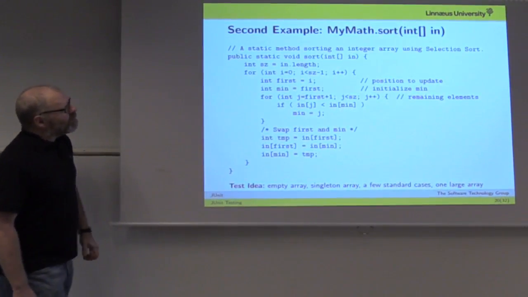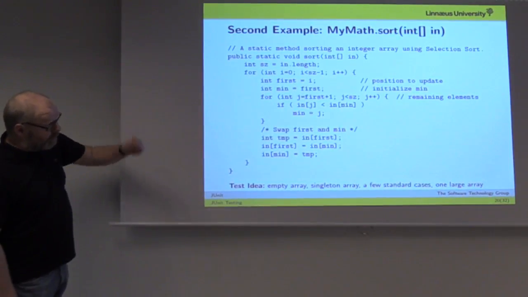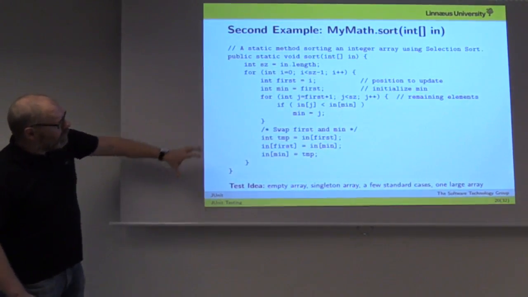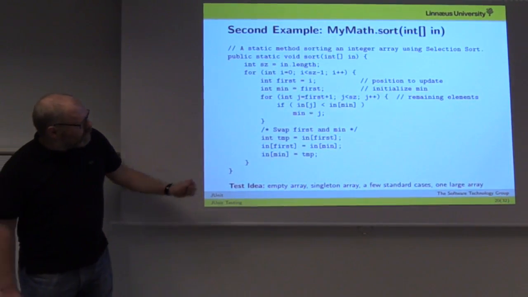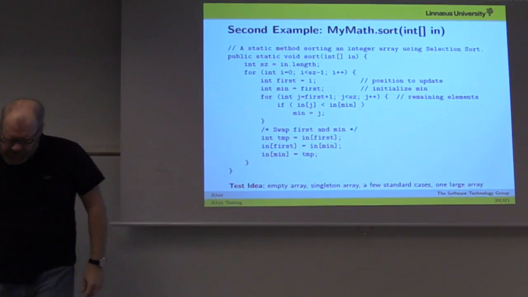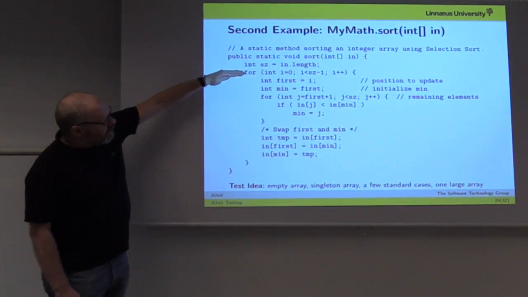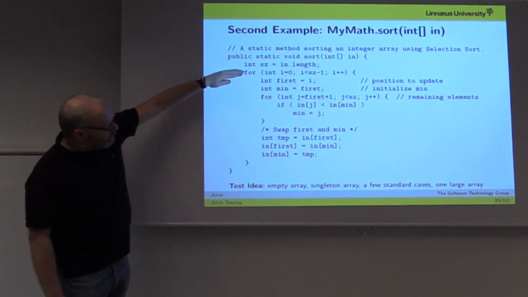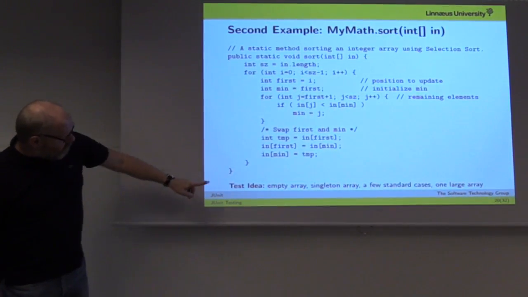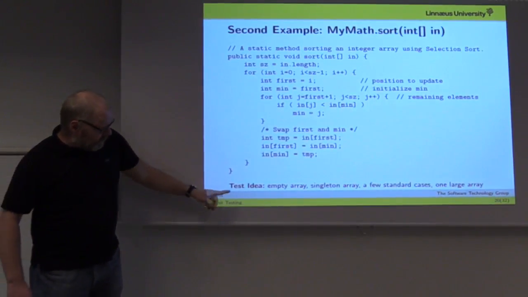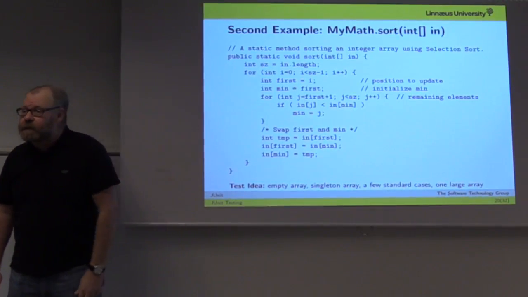Another example. Here I have a method called sort, similar to the one that I was discussing earlier, but here I have my own implementation of a method that sorts this array. It's called sequential sort. We will talk about the approach I'm using here, but for the time being, forget it. All we do here is sort this one. And the test idea is we should see if it works with an empty array, a singleton array, a few standard cases, and one large array.